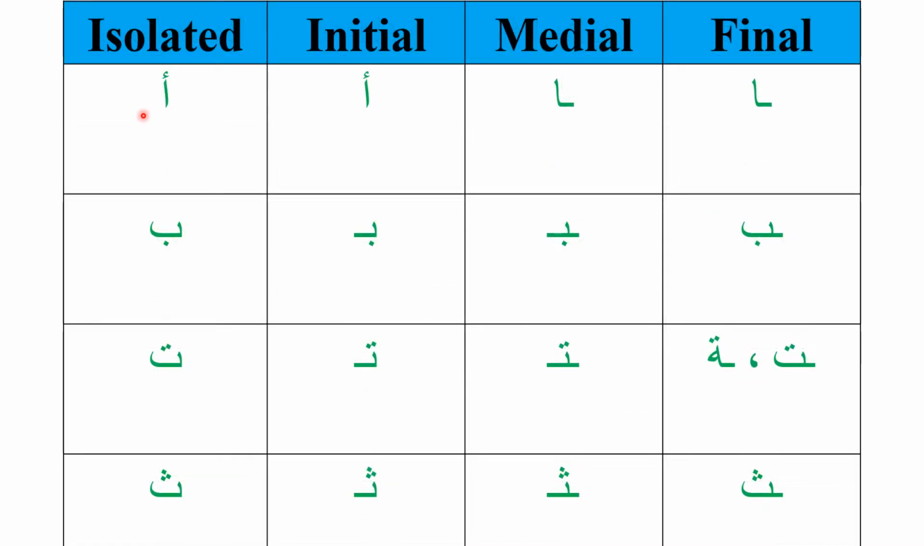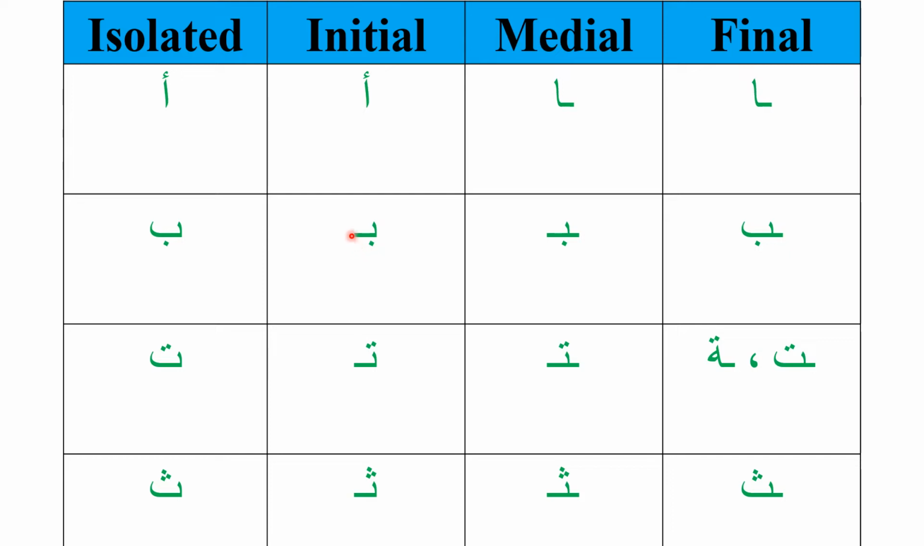Here we have the chart, with the first four letters of the alphabet. The isolated alif, ba, ta, tha, we don't need to do much about because it's isolated; it will always look like this. The initial alif looks the same, but the ba is different, which means this is the initial ba, at the beginning of a word.